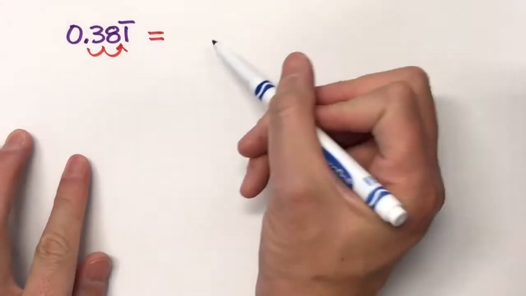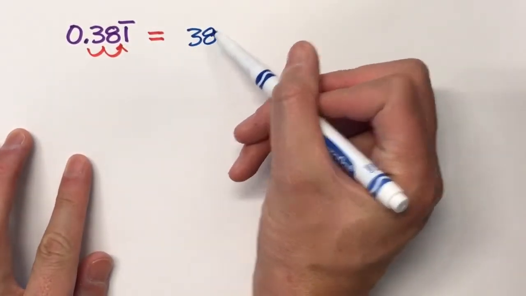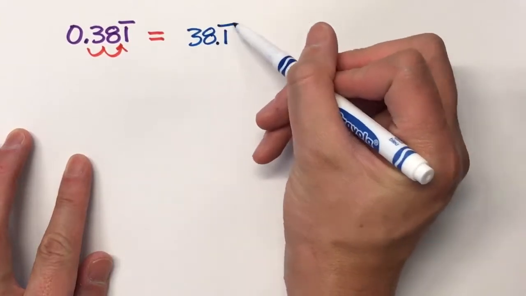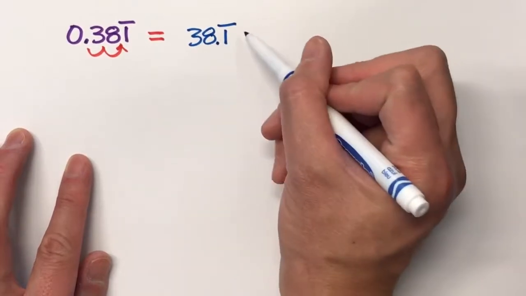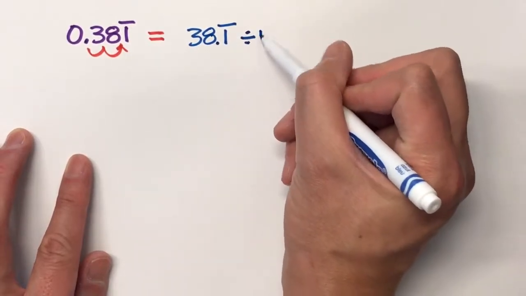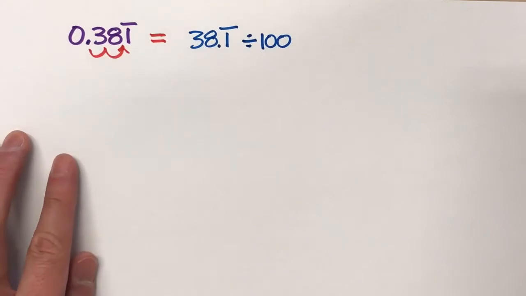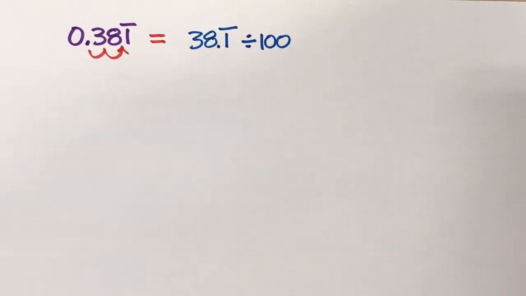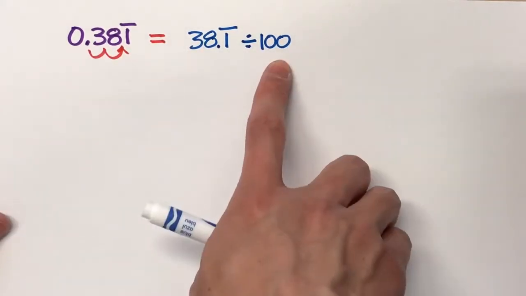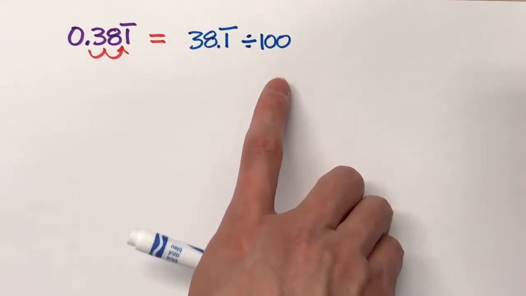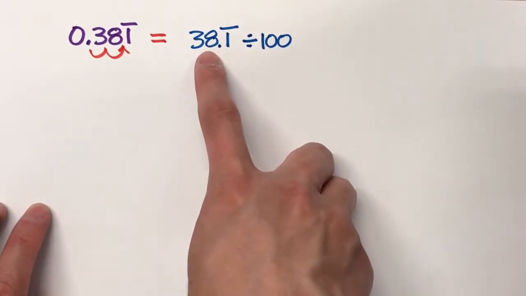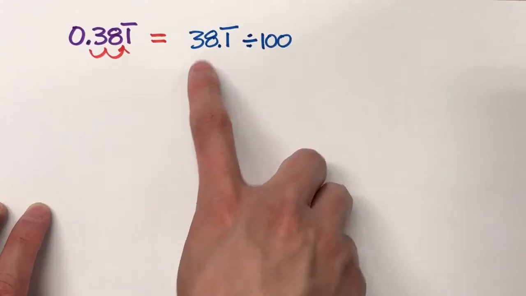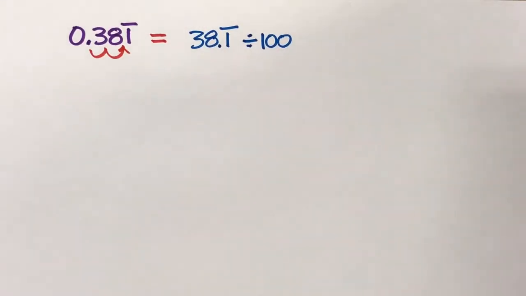So this number is going to become 38.1 repeating. And since we moved the decimal over 2 places, that means this is going to be divided by 100. Because remember, dividing by 10 or 100 moves that decimal over. And since we're moving it 2 places, we're going to divide it by 100. All right. And notice, if we had just divided by 10, we would have had 3.81 where the 8 didn't repeat, and that's not going to help us at all.